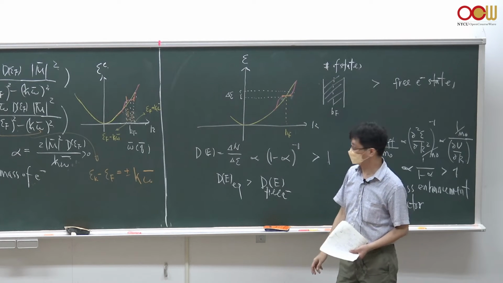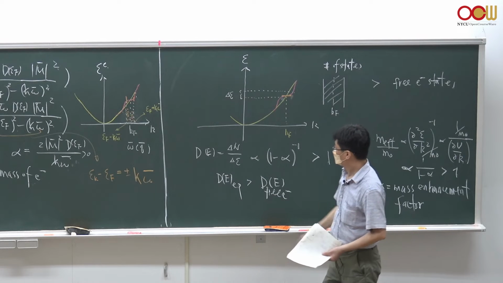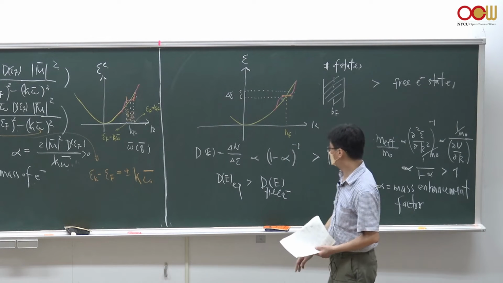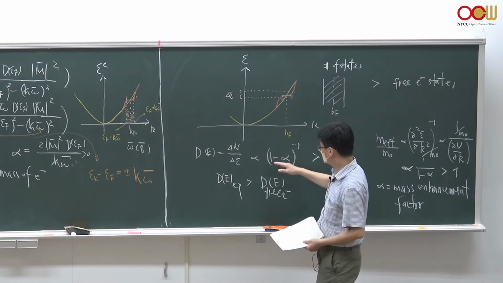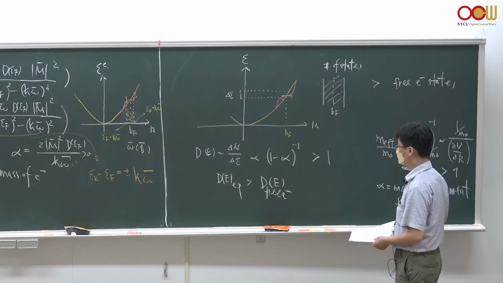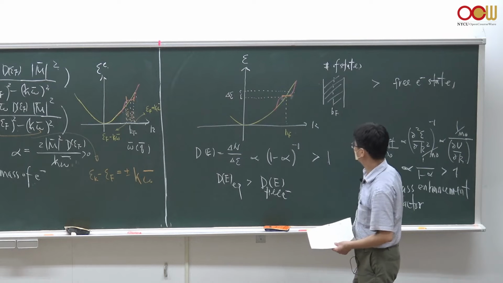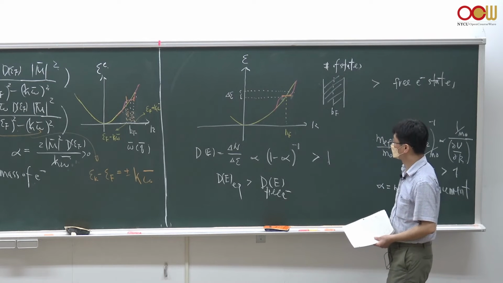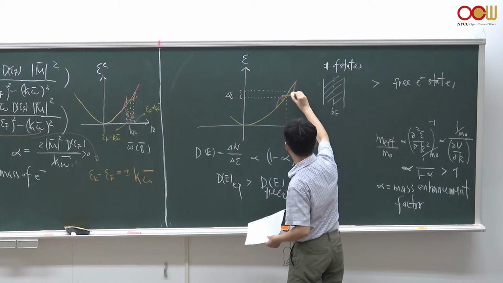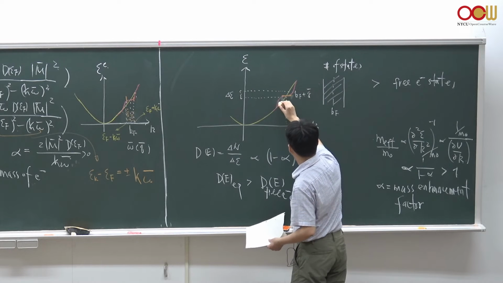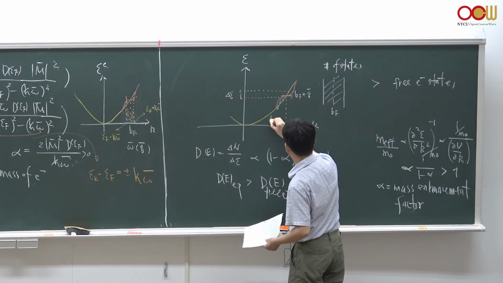and therefore this portion of the dispersion becomes very, very flat. Okay, so from the knowledge of the density of states, we know that this corresponds to a huge accumulation of the electron density of states within this narrow window of delta E, and also Kf plus Q bar or Kf minus Q bar.